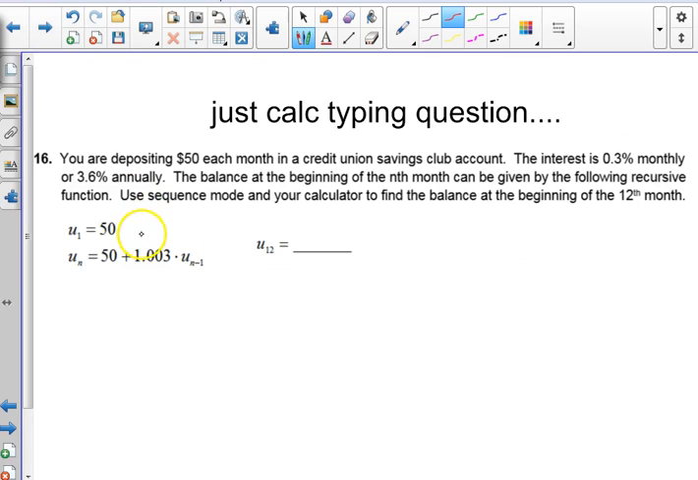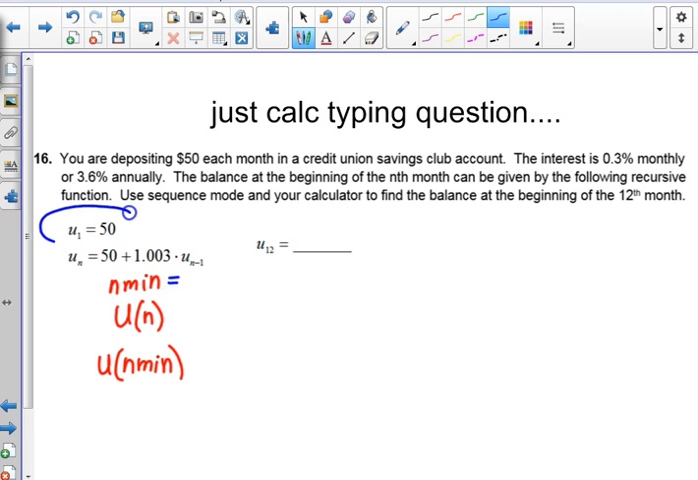16? Okay, this is a calculator typing question. That's all. It just wants you to use sequence mode on your calculator. But the first thing it asks for in your calculator is n min. Then it asks for u sub n, and then it asks for u sub n min. Okay, what that means is, what do we want to call the first term, 0 or 1? What do they tell us right here? So we're going to put a 1 there.